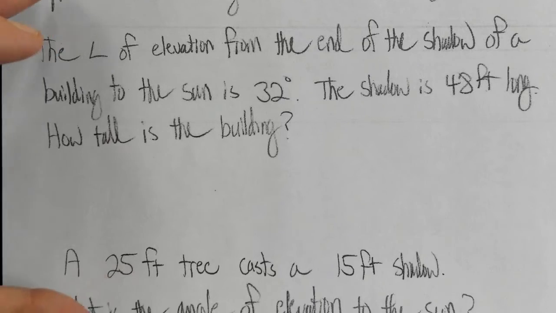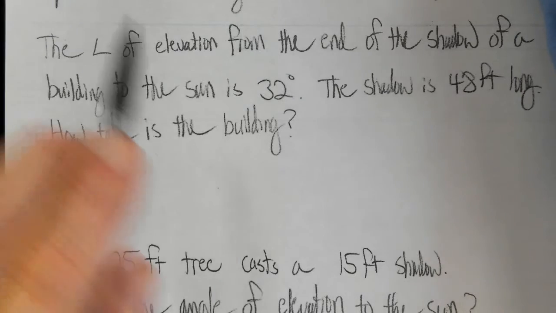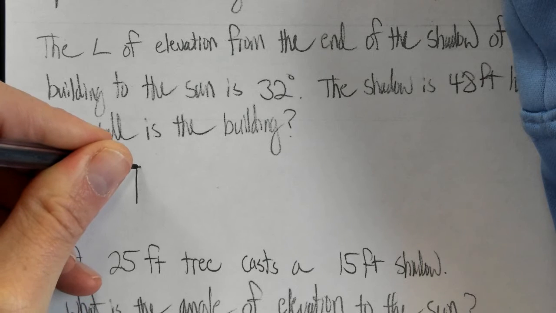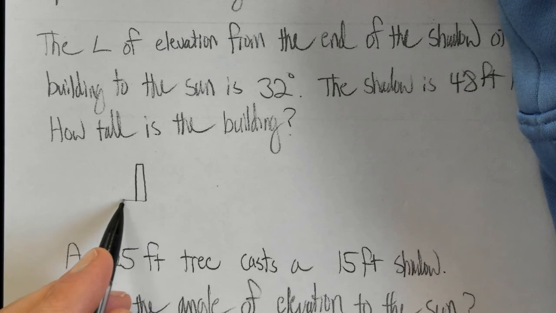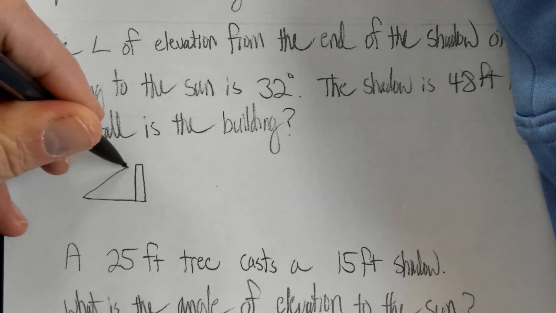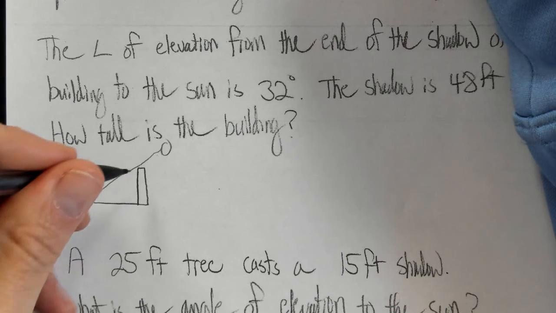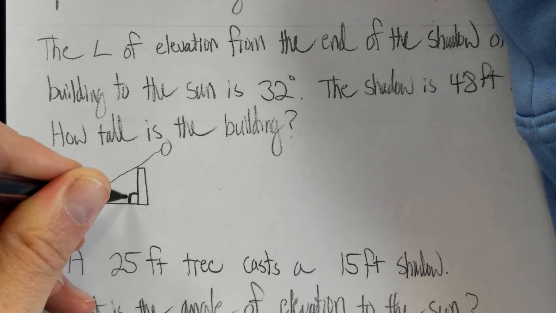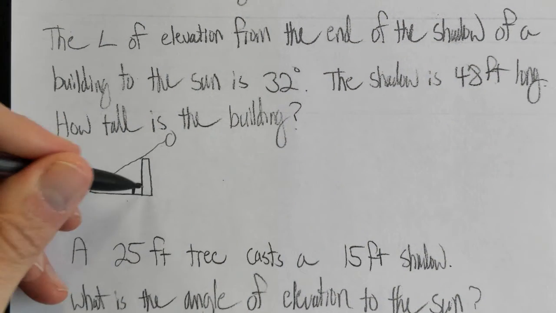Now, the first thing that's going to help us out on these is to draw the picture. So here's what we need. We need a building. Here's a building. We've got a shadow. The building has a shadow. And then, of course, we have the angle of elevation going up to the sun. One thing that you should be able to notice right away is that the drawing we draw is going to form a right triangle somewhere. In this case, it's with the building and the ground.